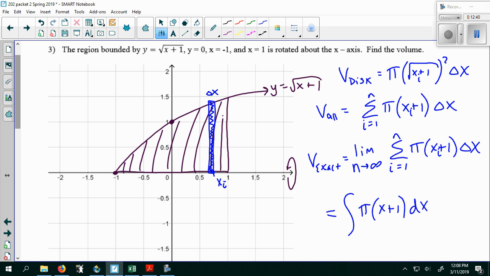And then for the bounds of integration, I drew one representative rectangle on here to figure out the volume of the disk. But I'm actually drawing lots of these rectangles along the x-axis here, starting at x equals -1 and finishing at x equals 1. Those are my bounds of integration.